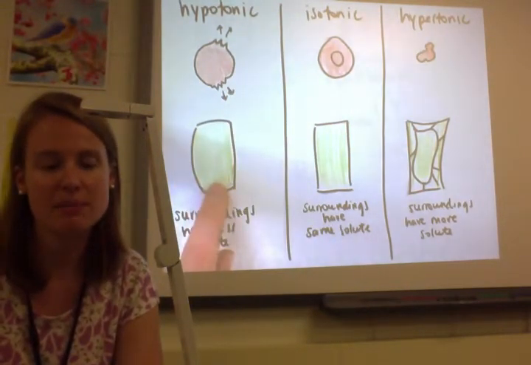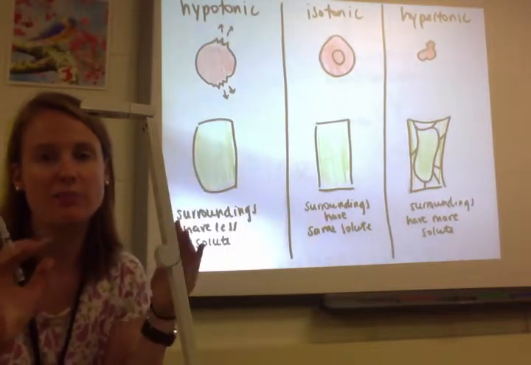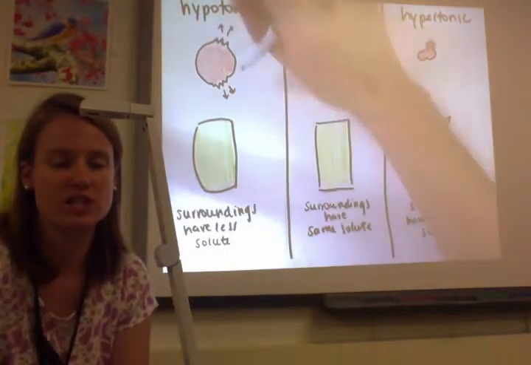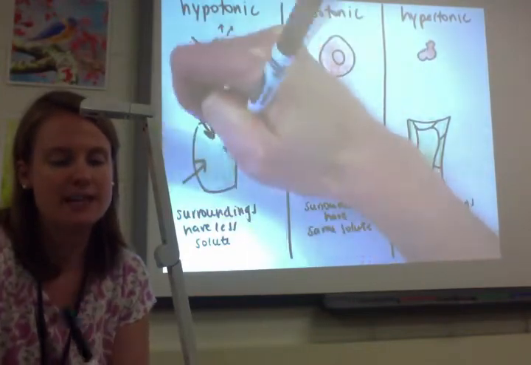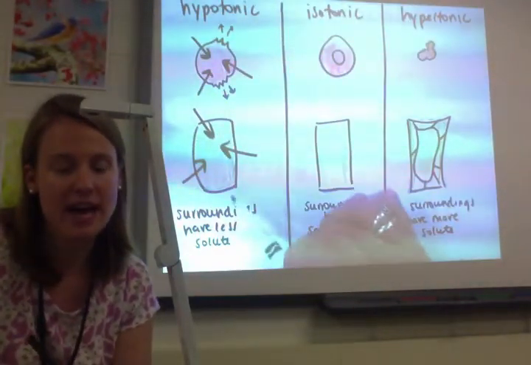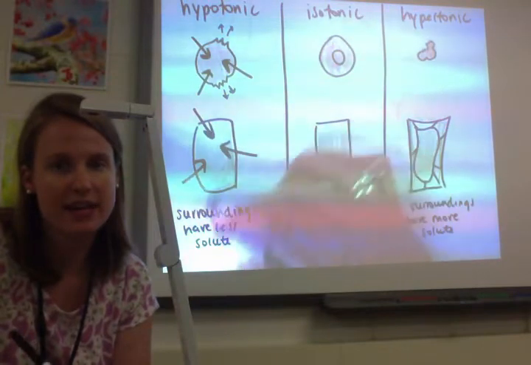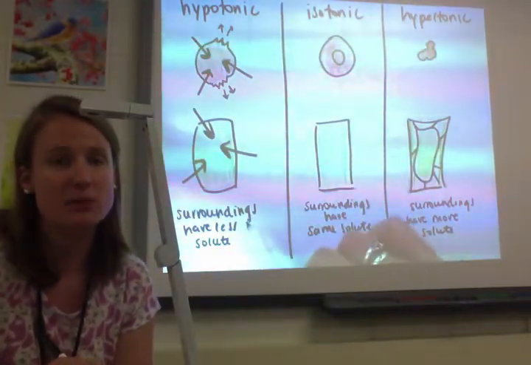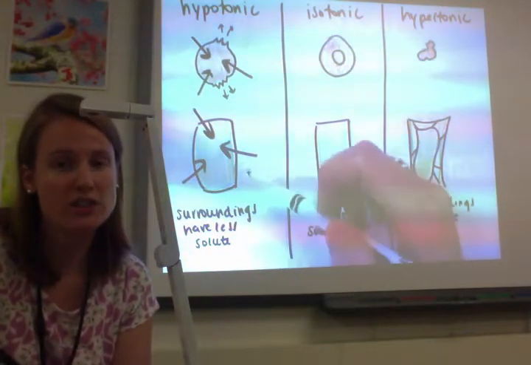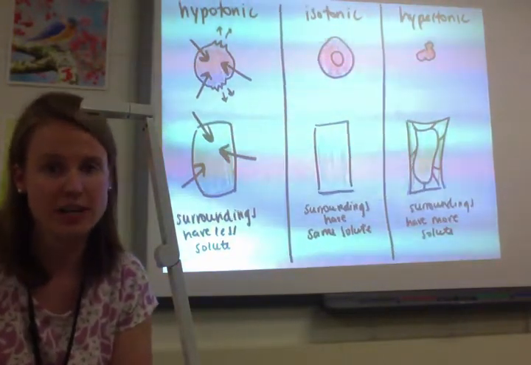In this cell, this is a plant cell, you can see that the cell wall is buckling because so much water is rushing in. So water's rushing in, water's rushing in. And that's because the surroundings, the outside of the cell, like this liquid around the cell, has less solute, so it's less concentrated, so the water is going into the area that's more concentrated.